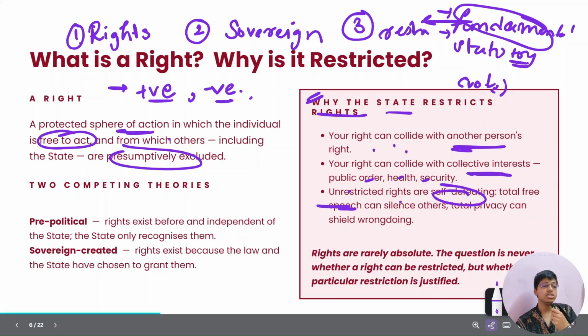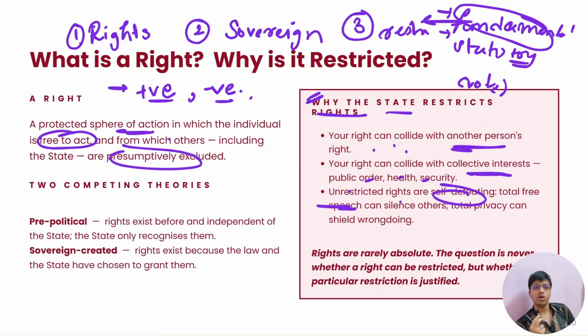Total free speech can silence others because we are not equal. The capabilities approach by Amartya Sen says we are not equal. A few groups in society are stronger, a few are weaker. That is why हर कोई equal नहीं है. So अगर हर किसी के पास absolute unrestricted right to speech है, तो जो stronger होगा वो तो ज्यादा बोलेगा ना, जो weaker होगा वो तो बोल ही नहीं पाएगा.